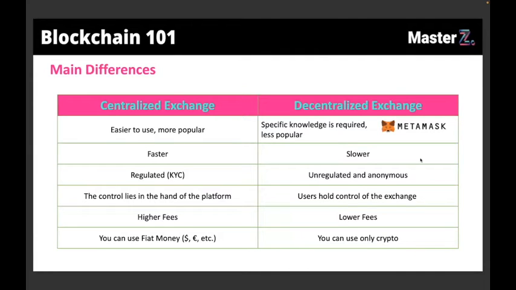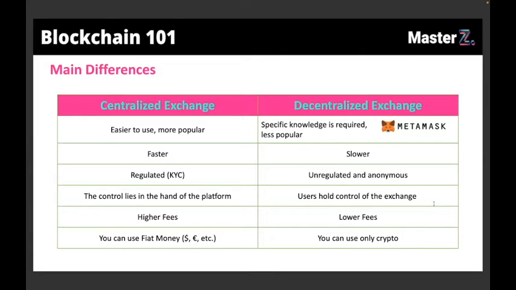So, centralized exchanges, of course, are easier to use and hence more popular because it's really easy. You just go to binance.com, for example, you sign up, you give your info, and you're ready to go. You can buy and sell cryptos, and you don't need a lot of knowledge about it. You can be, let's say, a new guy in the industry and start trading and buying Bitcoin without any problem.